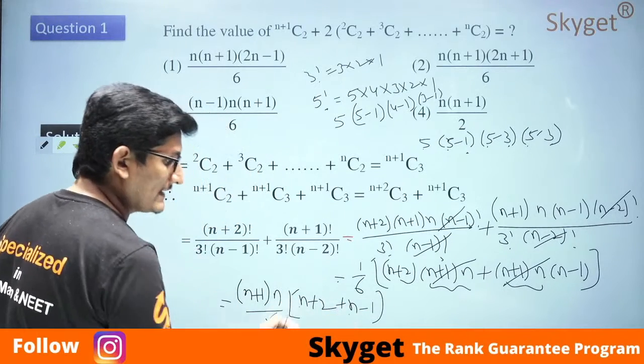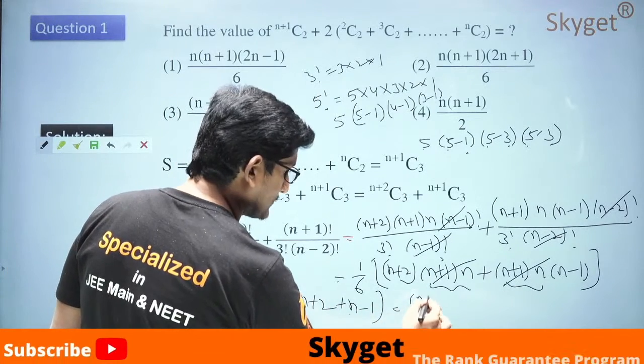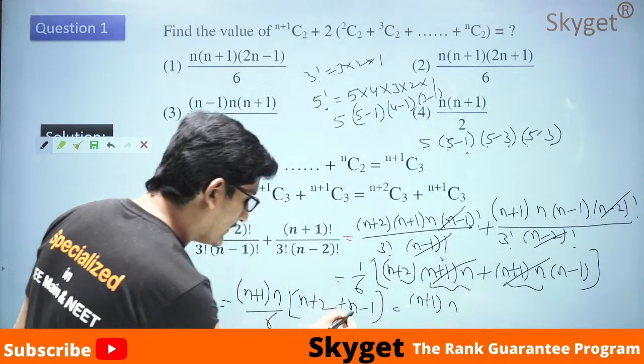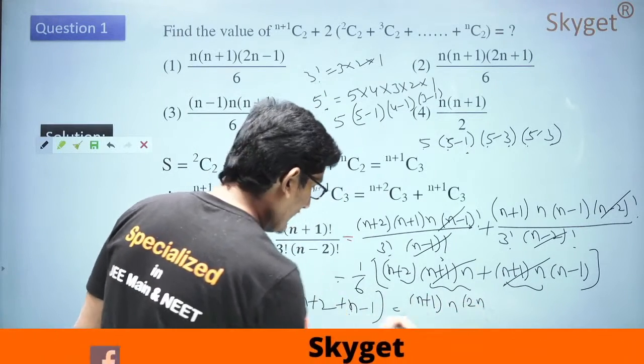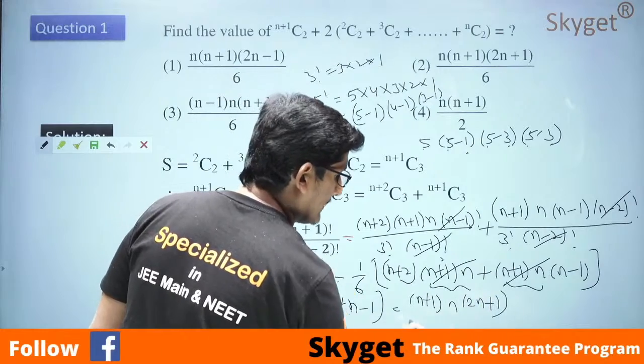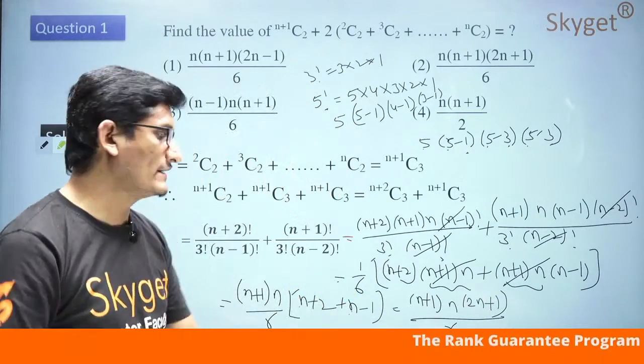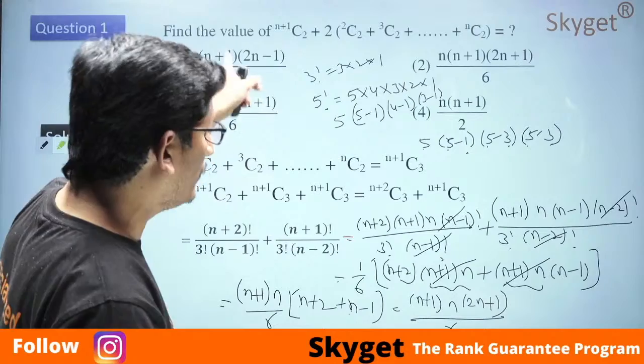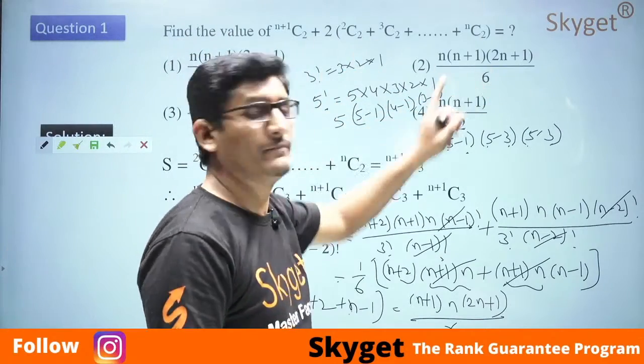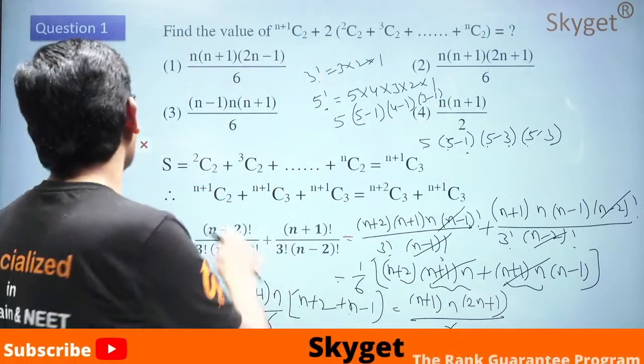Okay, so n plus n is what? 2n. n plus 1 into n into next value what here? n plus n is what? 2n. Next, 2 minus 1 is 1. So 2n plus 1 by 6. This is the answer, students. So n plus 1 into n into 2n plus 1 by 6 is the answer. Okay, see the next one.